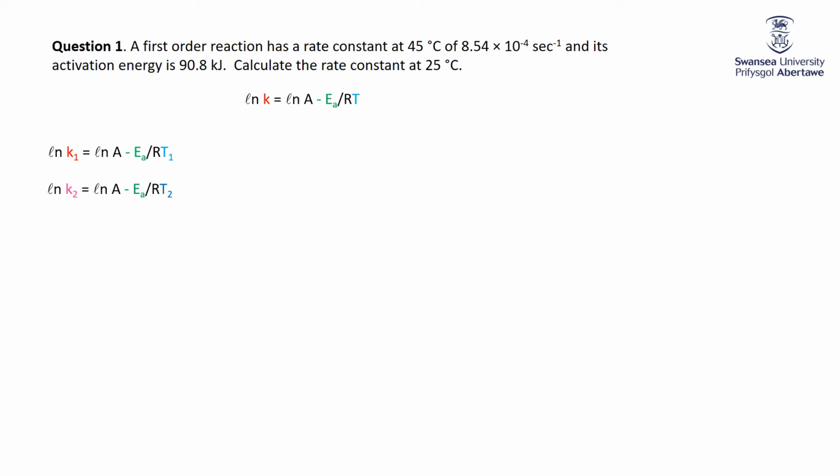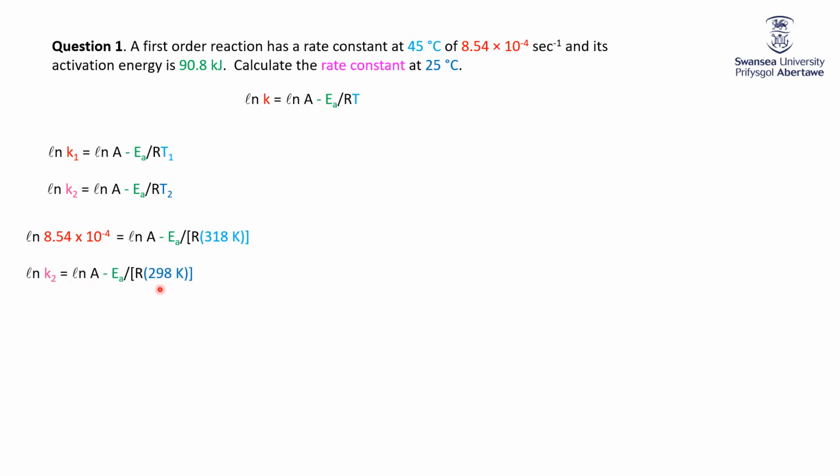Now let's do some pretty color coding here. So our first set of conditions, 45 degrees Celsius for the temperature, rate constant 8.54 times 10 to the minus 4. Let's pop them in to the first set of conditions. So there we are right there. And now the second set of conditions, we know it's at 25 degrees Celsius, but we don't know the rate constant. So we'll pop that in there, don't know the rate constant, so we'll call it K2.